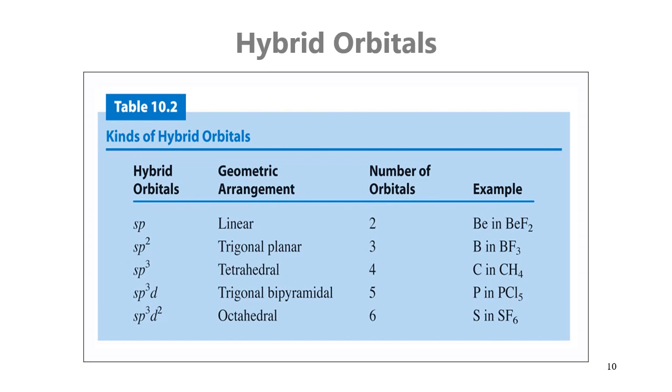sp3d2 octahedral. It depends on how many orbitals there are. So sp has 2, for example, beryllium in beryllium difluoride. For octahedral, 1 from sp3 and d2: 3 plus 2 plus 1 is 6, right? So the number of orbitals is 6. For example, sulfur in sulfur hexafluoride.